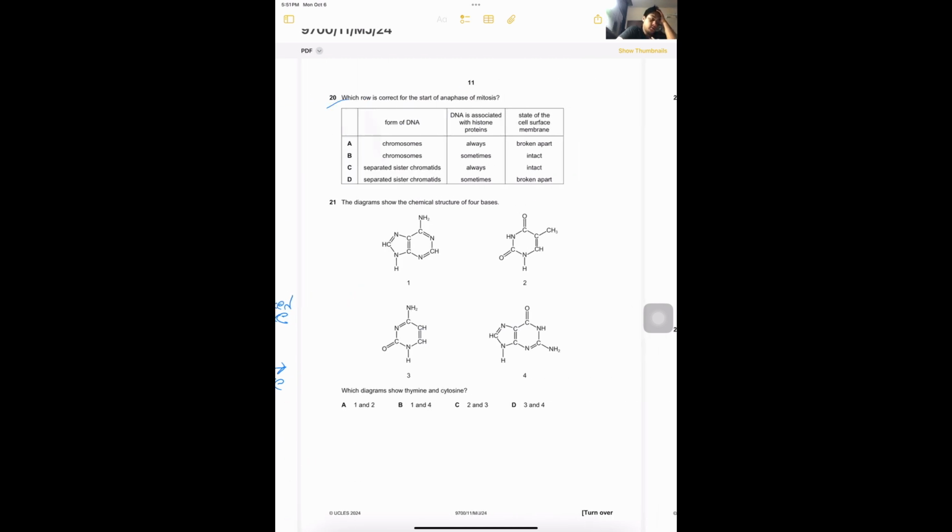Question 20. Which row is correct for the start of anaphase of mitosis? During anaphase, the sister chromatids start to separate, so it will be between C and D, and DNA is always histone, always present, so not sometimes. So answer should be C. And state the state of the cell surface membrane. It is intact during anaphase.